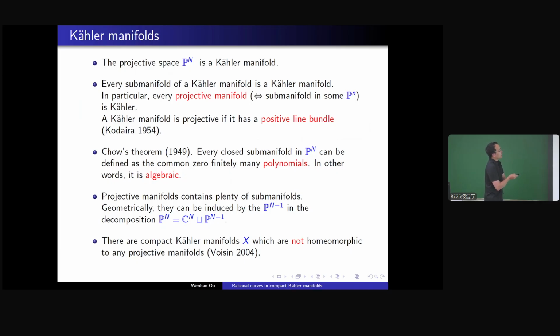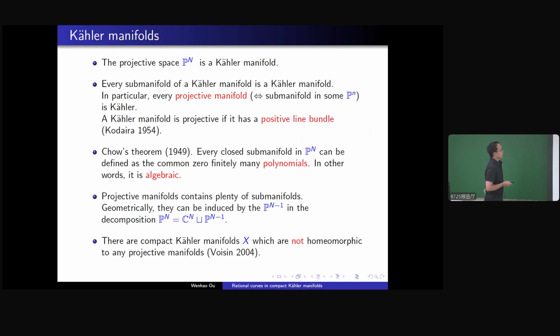There is a criterion to see whether a complex manifold is a projective manifold. This is due to Kodaira in 1954. He proved that a Kähler manifold is projective if it has a positive line bundle.